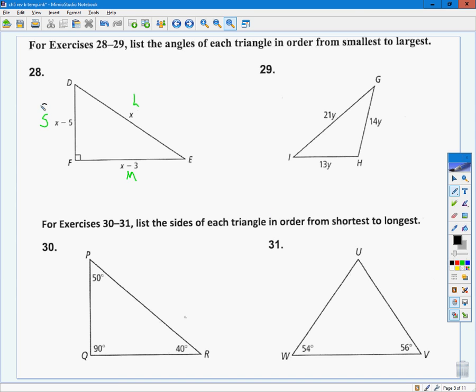So the smallest angle is going to be across from the smallest side. Angle E would be the smallest. The one that's in the middle is going to be across from the x minus 3, angle D.